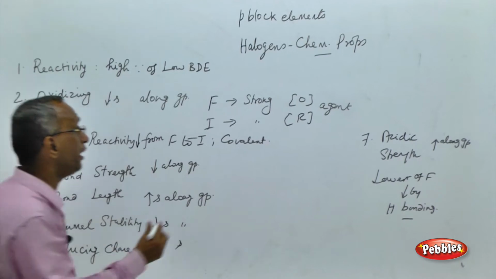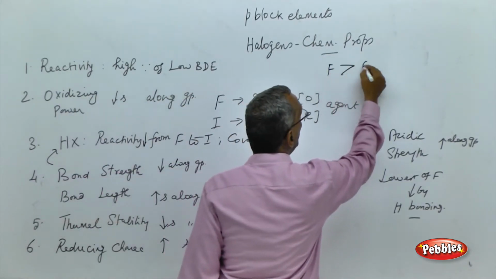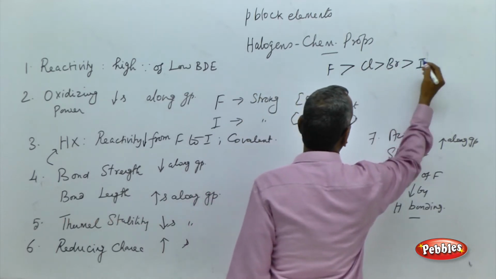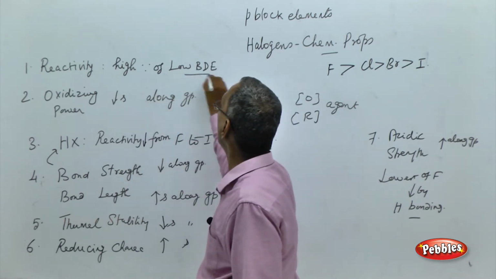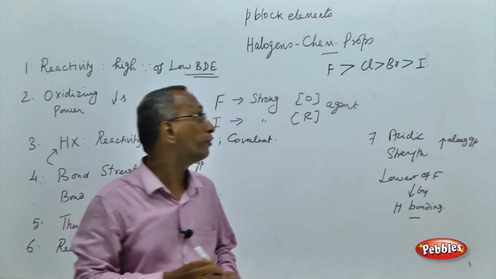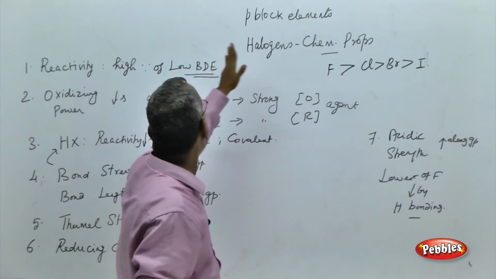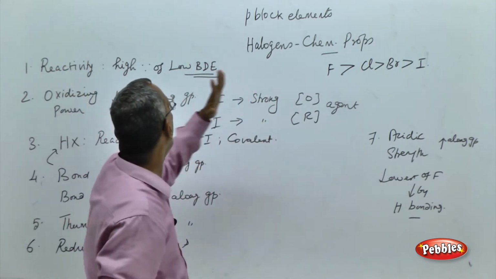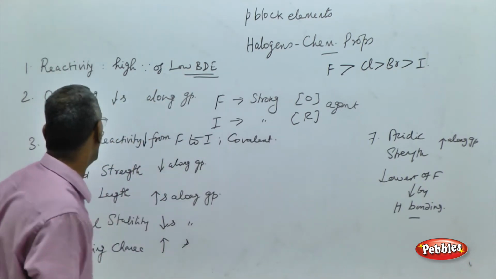So reactivity, already we have seen that fluorine is the most reactive and least reactive is iodine. So reactivity decreases along the group, fluorine, so high reactivity. What is the reason for high reactivity? Bond dissociation energy is low for fluorine. So that enables the correlation, that is reactivity decreases along the group because of low bond dissociation energy.